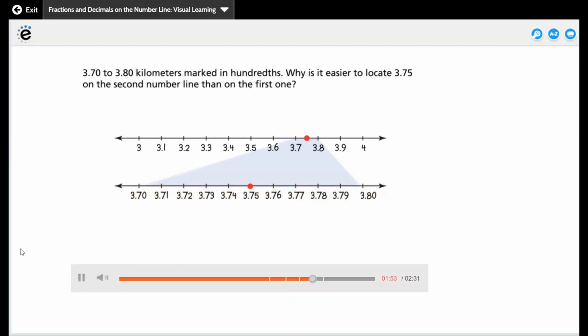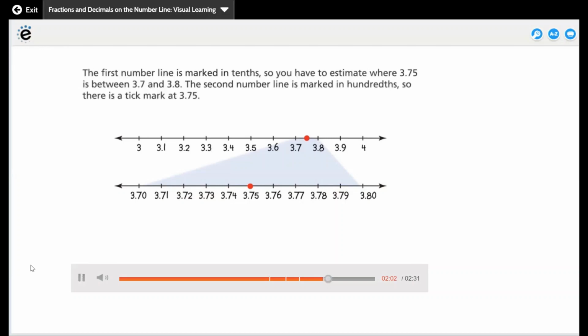Why is it easier to locate 3 and 75 hundredths on the second number line than on the first one? It's easy to plot 3.75 on the second, because we can locate it there, but on the first we can only estimate where 3.75 is, because that one is in tenths, while this is in hundredths.